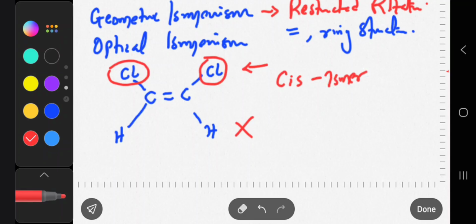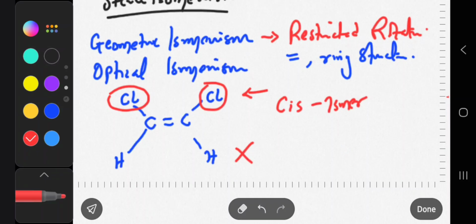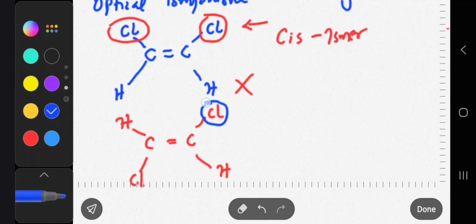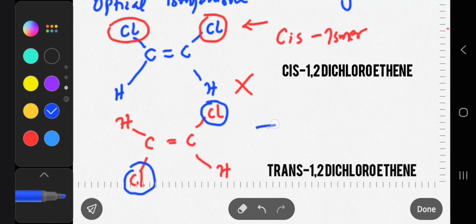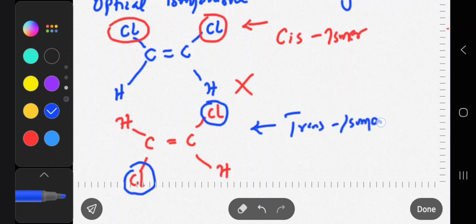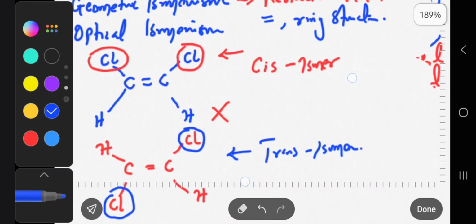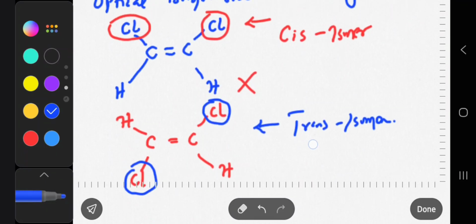So that means geometric isomerism gives rise to a cis isomer. It also gives rise to a trans isomer. In this case, you get to see that the identical groups are on the opposite sides of the double bond. So we have chlorine over here, which gives rise to a trans isomer. You can see what geometric isomerism can give rise to. If you look at it, they still have the same molecular formula, but different orientation in space.